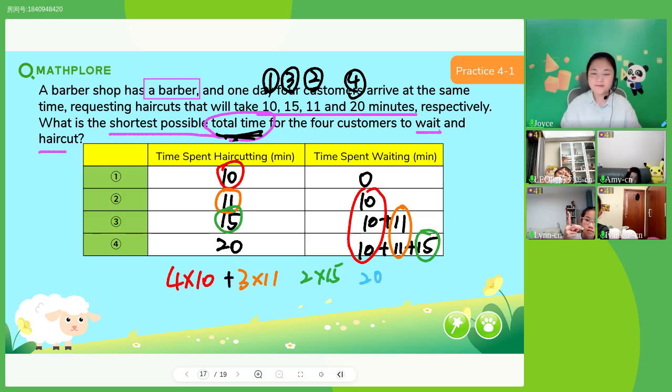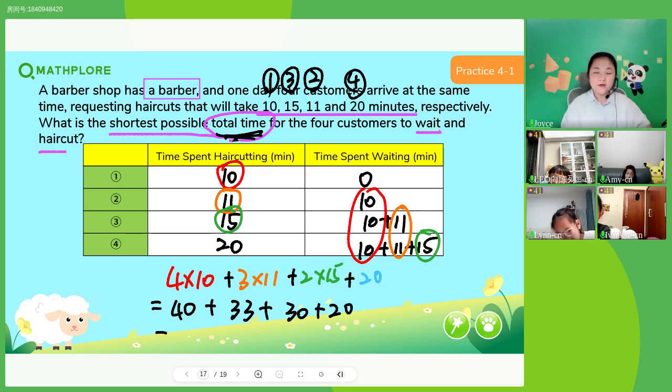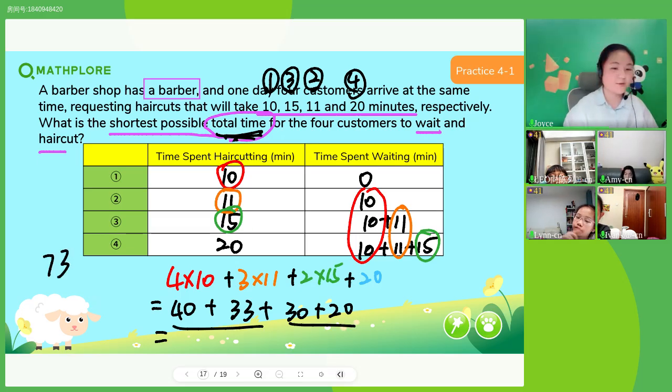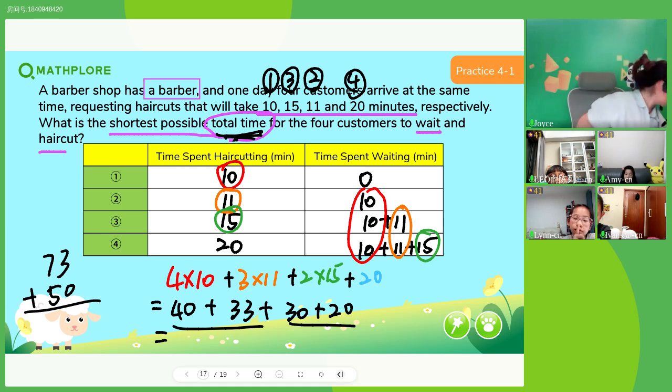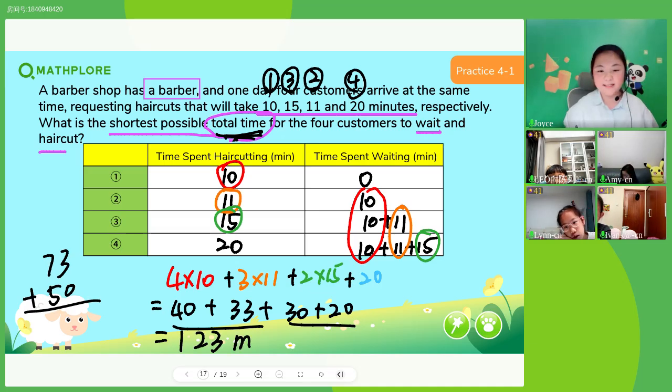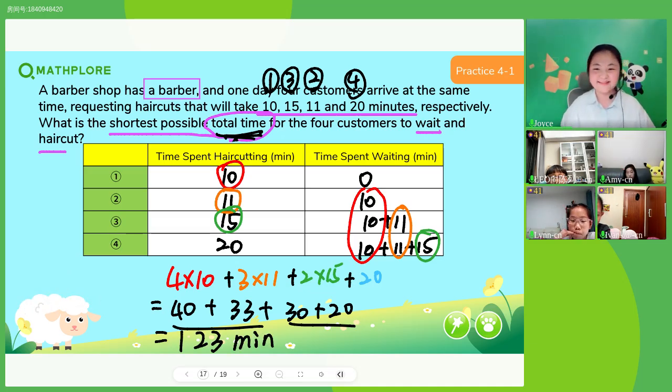Now let's add them together respectively. 4 times 10 equals to? 40. Yes, 40. 3 times 11? 33. 2 times 15? 30. And then we have 20 in the end, right? Now let's plus them together, everyone. 40 plus 33 is 73, right? 30 plus 20 equals to 50. So we plus them all together. 123. Yes, 123 minutes in total. And that's all. Great job.